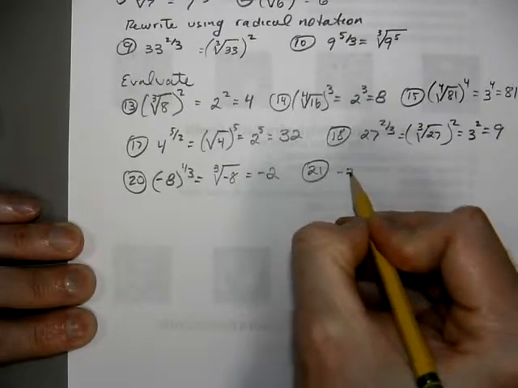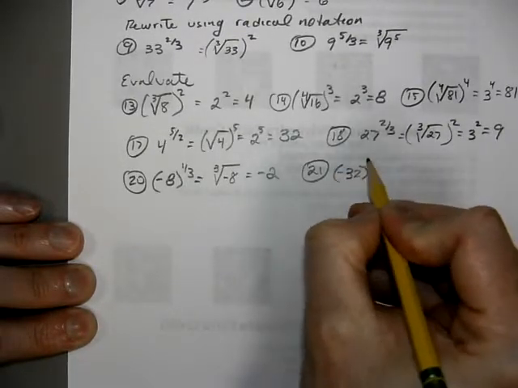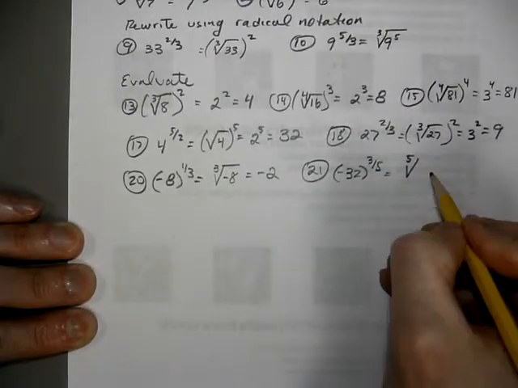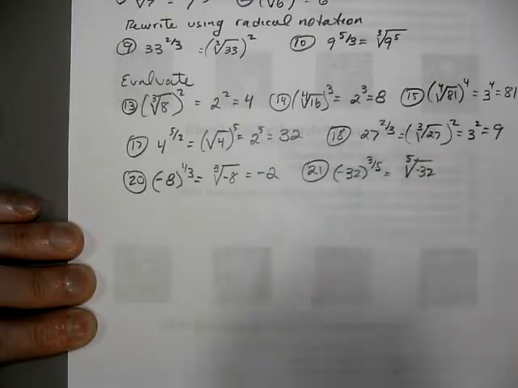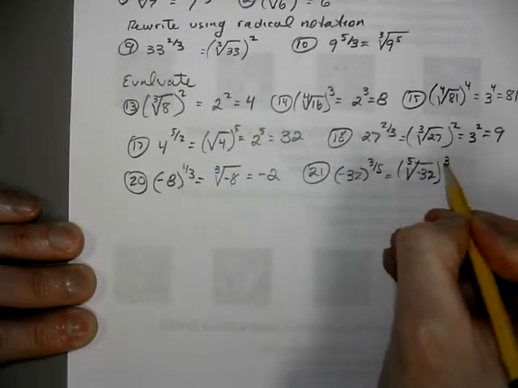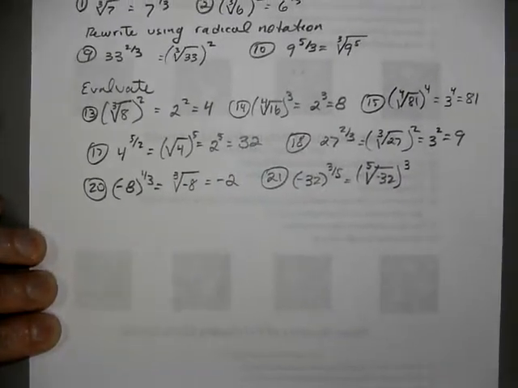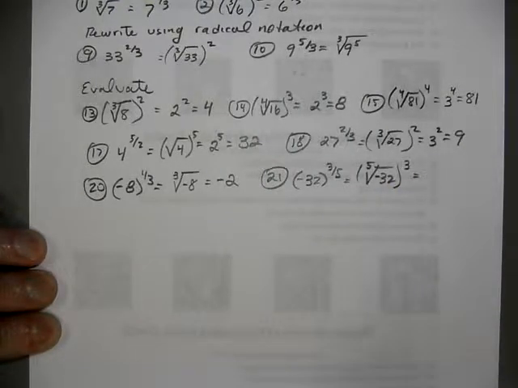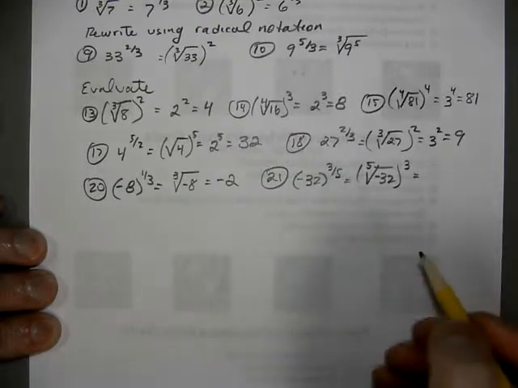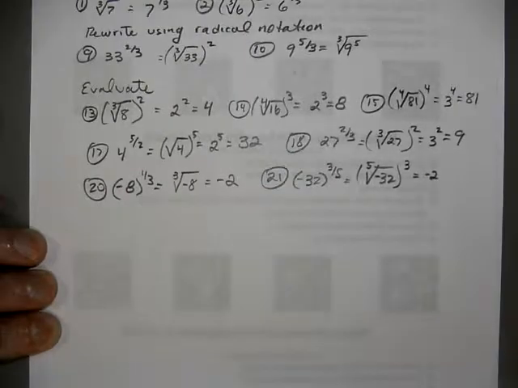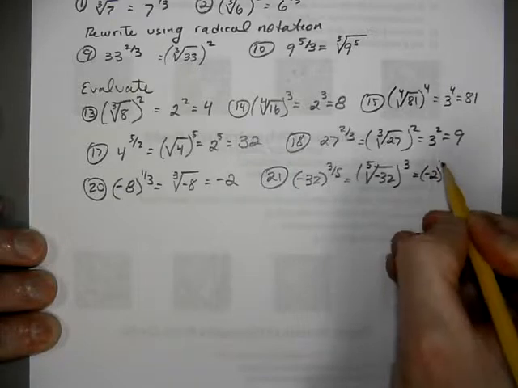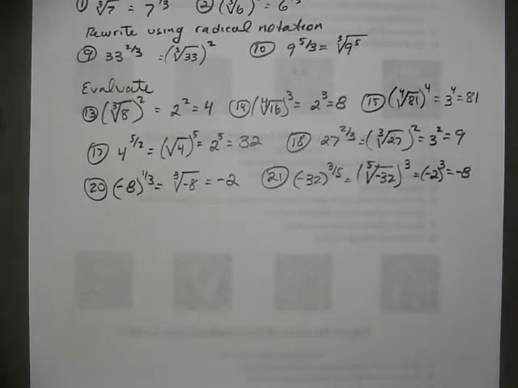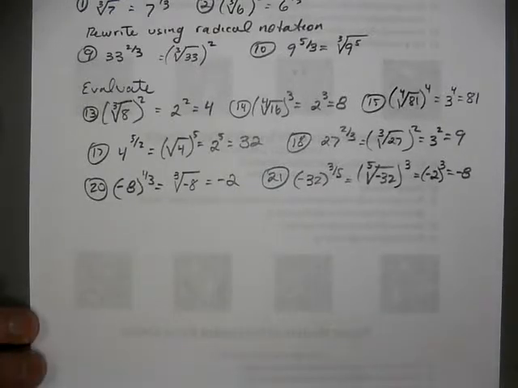Same thing with negative 32 to the 3/5. It's the 5th root, negative 32 cubed. So 2 times 2 times 2 times 2 times 2 is 32, so the 5th root of negative 32 is negative 2, cubed. Negative 8.